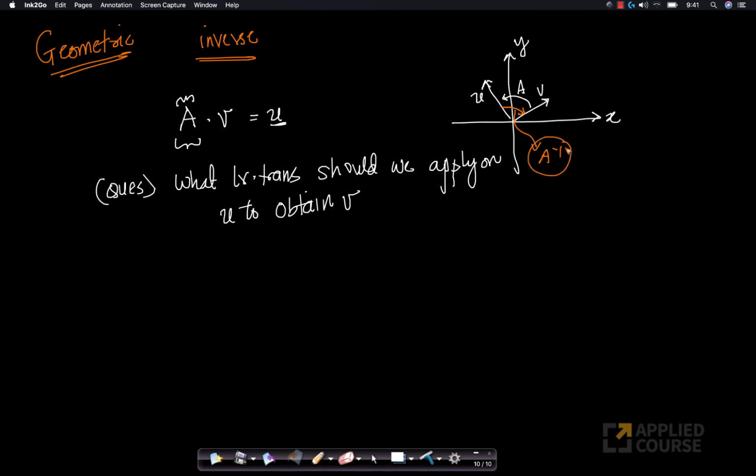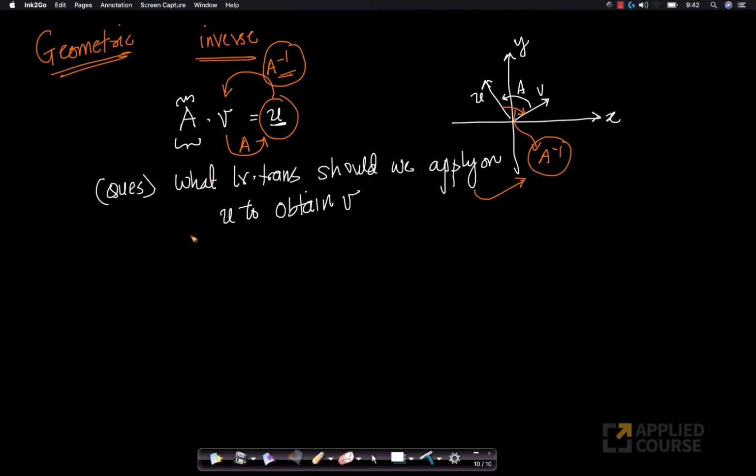Okay, so the inverse of a matrix is that transformation. See, the answer to this question is A inverse. This is the geometric interpretation of it. If you are given U and want to obtain V, look at this. From V to U, we obtained U from V using the linear transformation represented by matrix A. But to do it the other way around, I need to use the transformation called A inverse. This is the geometric interpretation of the inverse of a matrix.